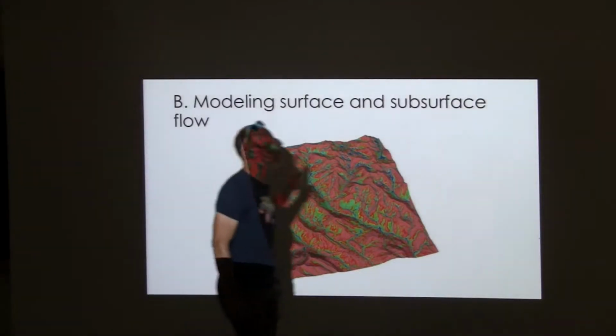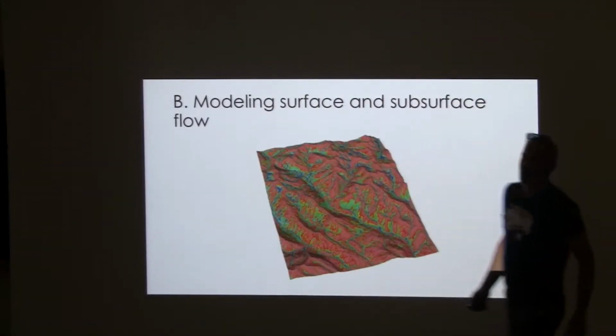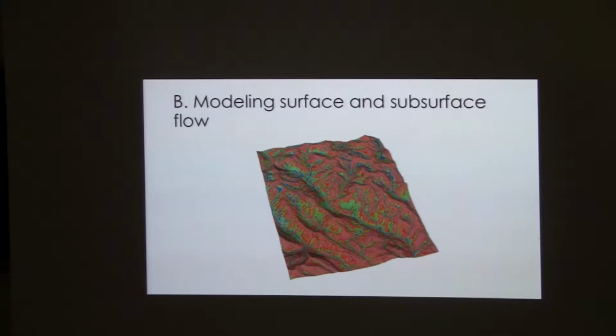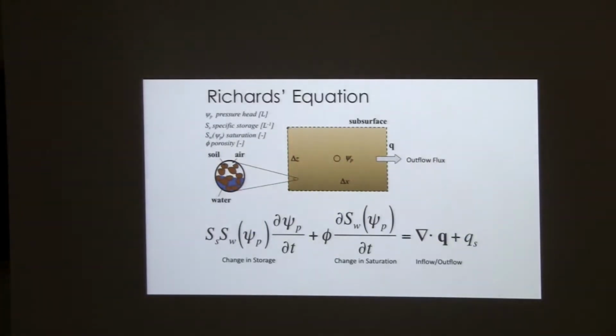So part B in this: how do we set up modeling surface and subsurface flow? And I've talked a lot about what we can do with models and sort of what they represent, but I haven't actually talked much about how these models work. And so I'm going to talk a little bit about that now.